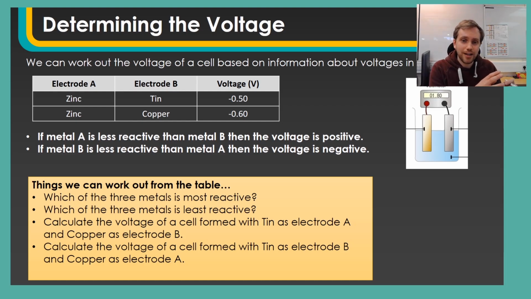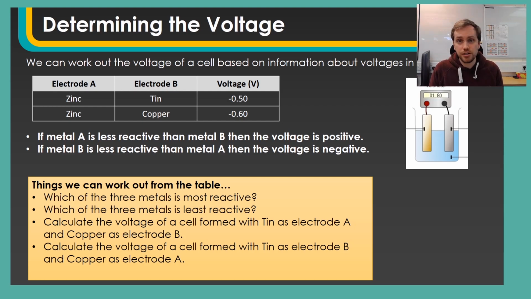We're told if metal A is less reactive than B, then the voltage is positive. And if B is the least reactive, then it's going to be negative. So in both cases, you can see the voltage is negative. That gives you a clue as to which is the most reactive metal and which is the least reactive metal. What I then want you to do is have a go at the questions in the yellow box.